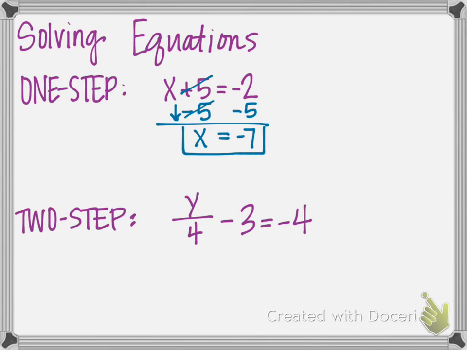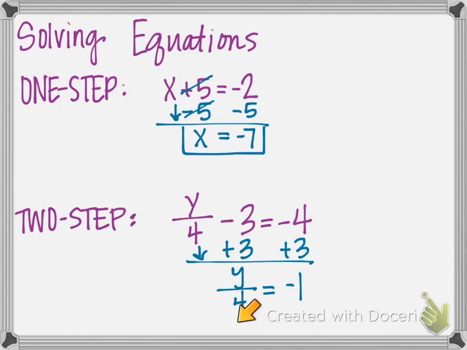How about a two-step? Find your variable. First, you divide by 4, and then you subtract 3. So, if I'm going to undo that, I need to undo subtracting 3. So, let's add 3. You always work from the outside in. This is going to come down. Negative 4 plus 3 is negative 1.